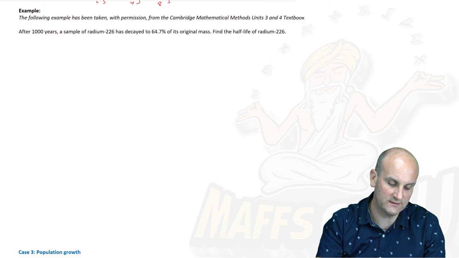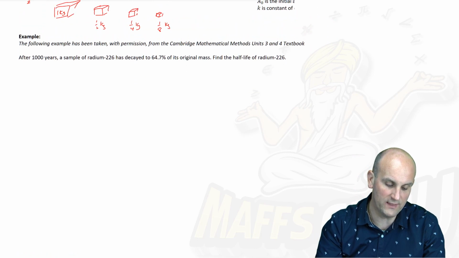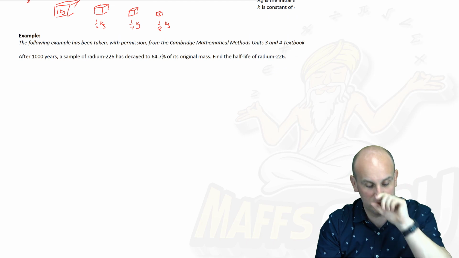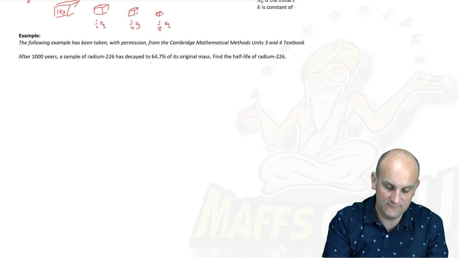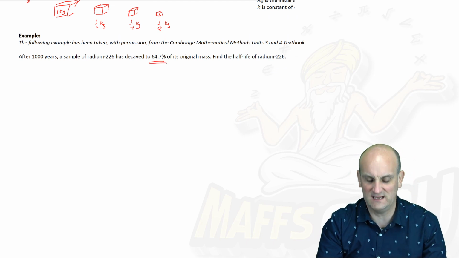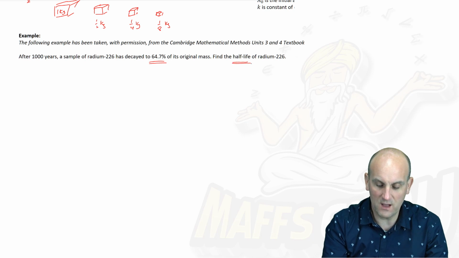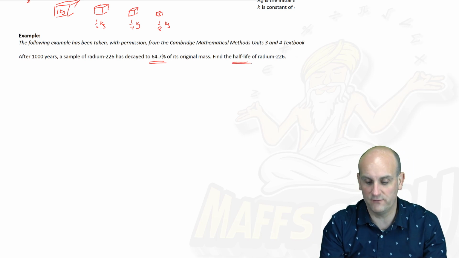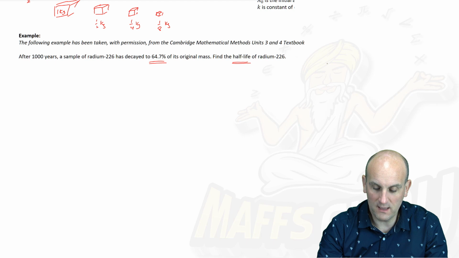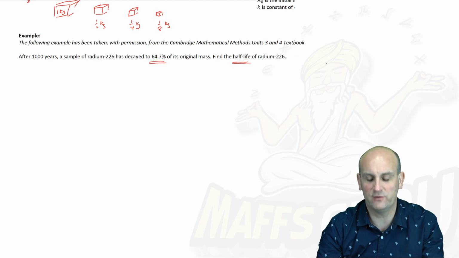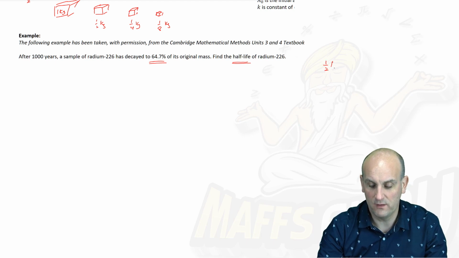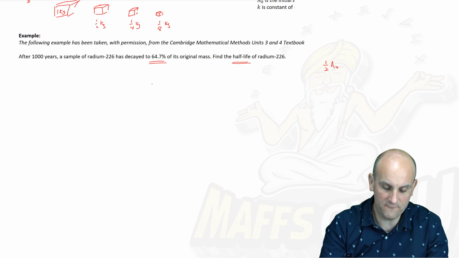Right, the following example has been taken again. After 1,000 years, a sample of radium-226 has decayed to 64.7% of its original mass. Find the half-life. The half-life is when the amount I have is half of what I started with. Bearing in mind my formula is A = A0 e^(-kt).